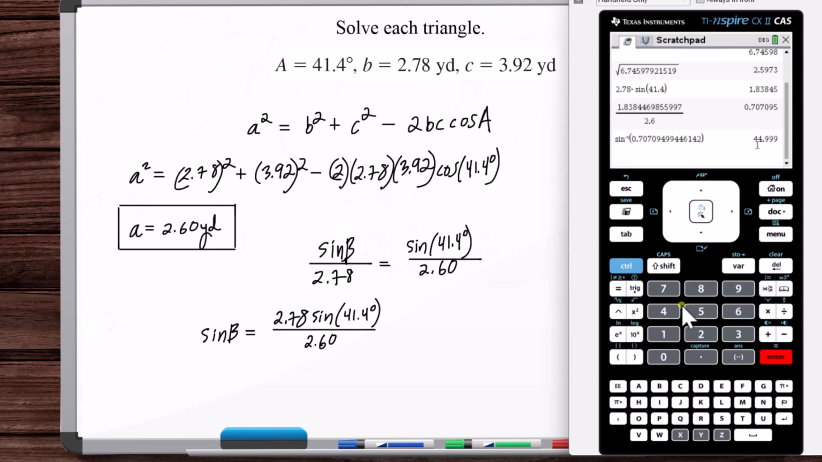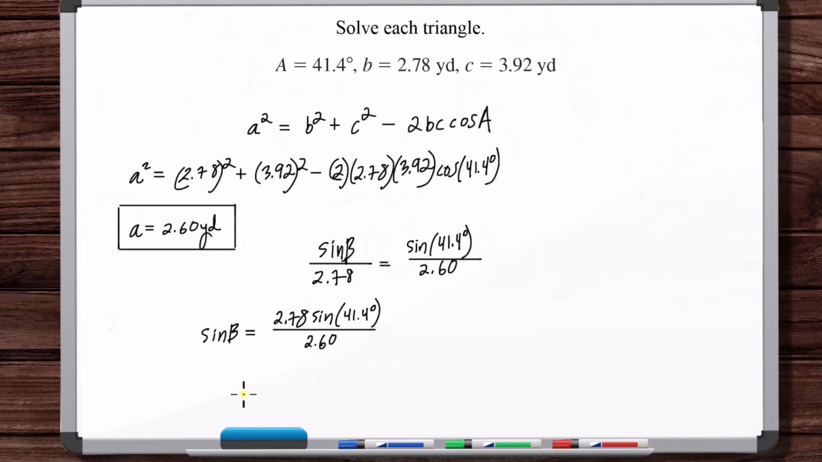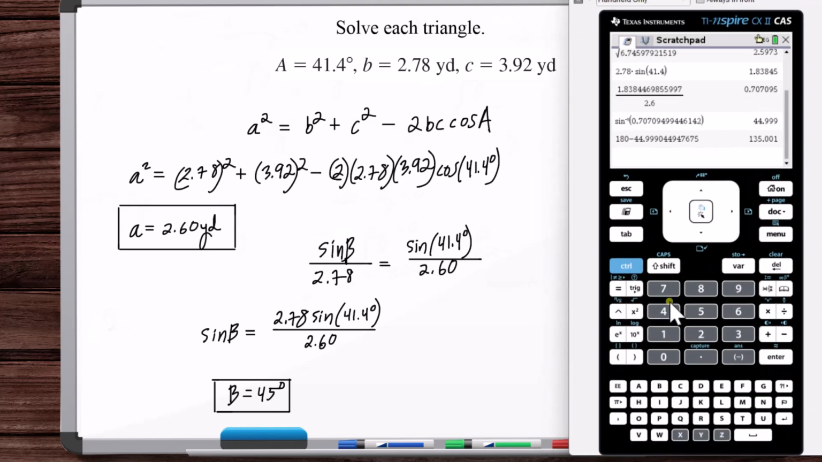And okay, but there's another angle that satisfies this. It's a potential angle of a triangle, but we know it can't be this because angle C is going to be bigger than this. So 45 degrees. Okay, so now angle C is just going to be 180 minus 41.4 plus 45, which is 93.6.